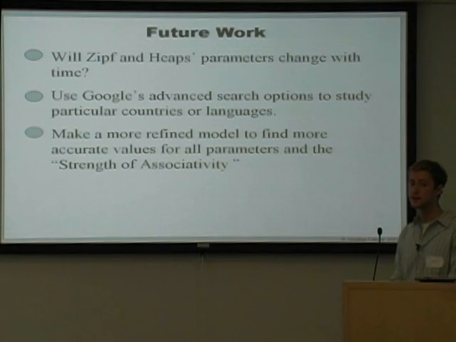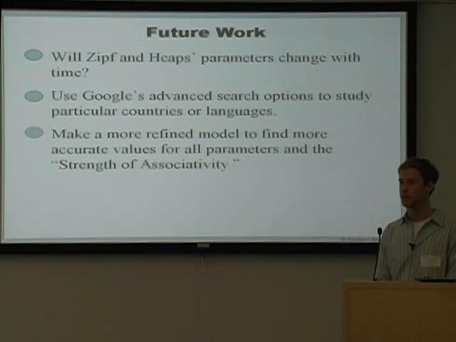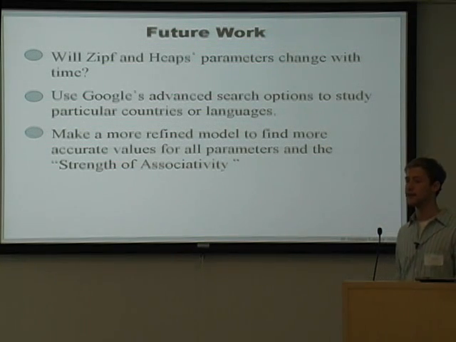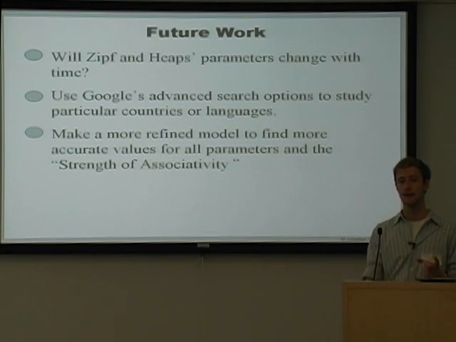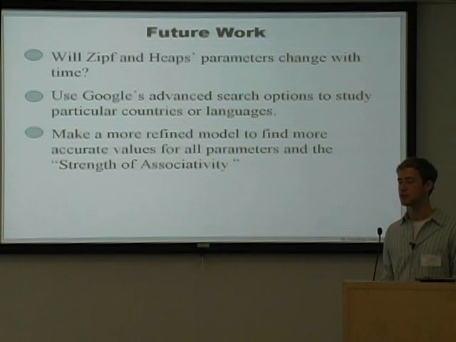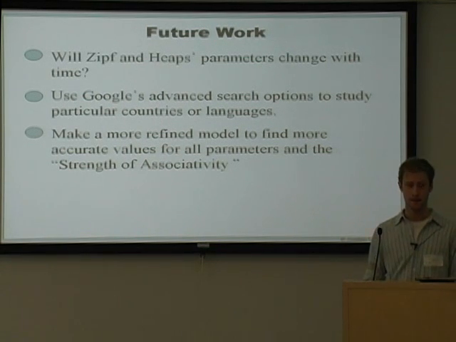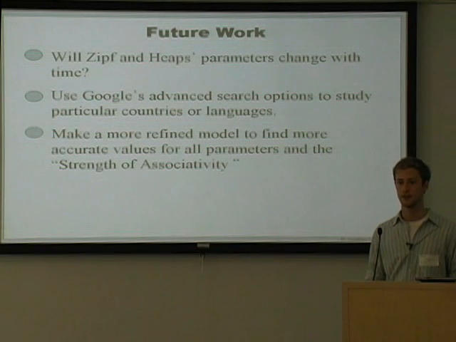Future work might look into whether the Zipf and Heaps law parameters will change with time as the internet grows. Also, someone might be able to use Google's advanced search options, which allow you to specify a particular domain, to investigate other languages and find the Heaps law coefficient for other languages or for particular countries. Also, someone could make a more refined model with better understanding of where the differences from this model come from, which would give you more accurate values for all the parameters as well as strength of associativity.